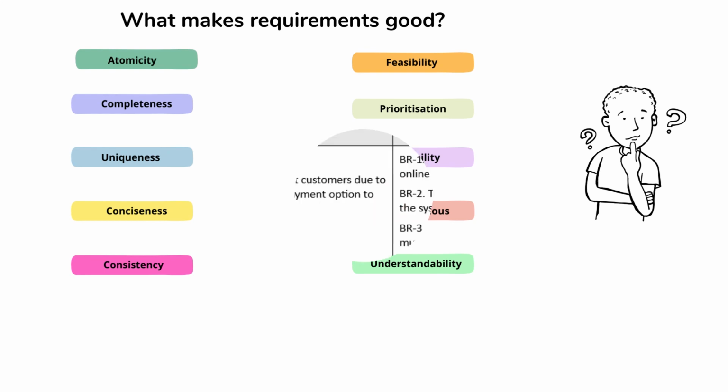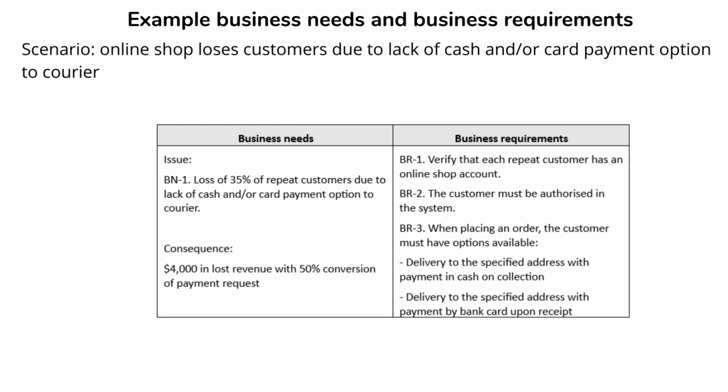Look at the example business need and the business requirement. Our scenario: an online shop loses customers due to the lack of a cash and/or card payment option to the courier. Our business need: the loss of 35% of repeat customers, and as a consequence, we lose money. What we should do: create the business requirement.